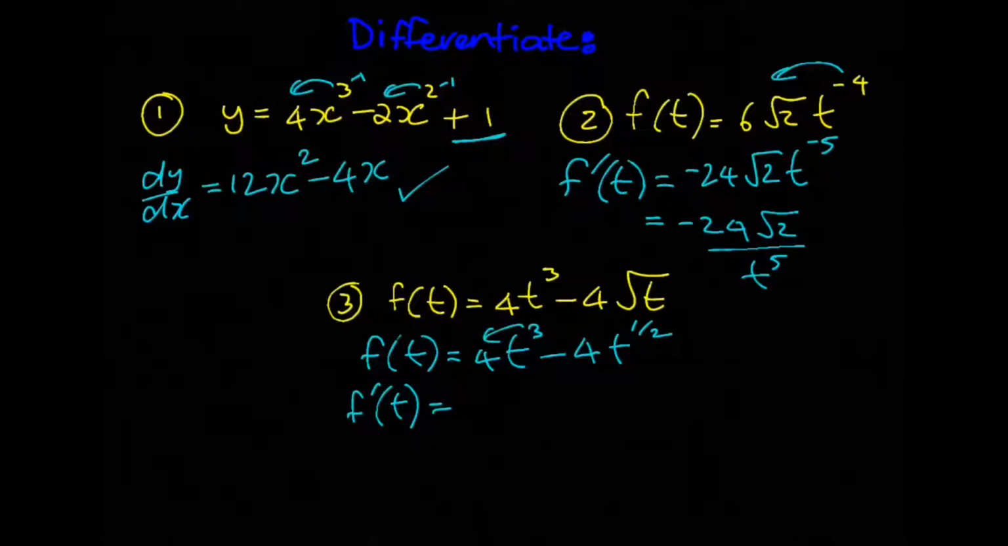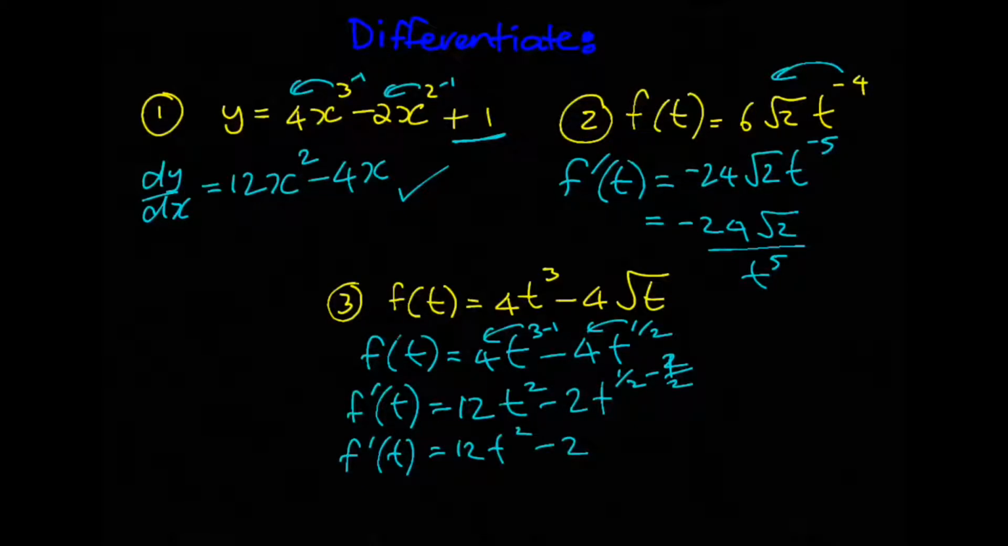equals, bring that down to multiply, so it's 12t to the 3 minus 1, which is 2. Bring this down to multiply by the 4, which makes it 4 divided by 2 is 2. t to the half minus 1, which is the same as saying 2 on 2. So f dash of t equals 12t squared minus 2t to the negative a half. That equals 12t squared minus 2 on root t.